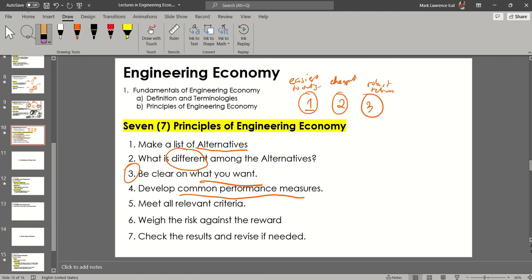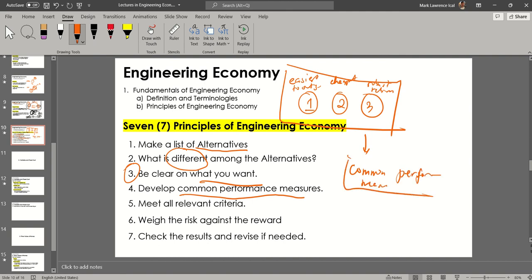So, develop common performance measures. So, let's say you have these 3 designs. Now, you're going to test your design. You're going to compare your 3 designs according to a common performance measure. So this is very important. And now you have to ask yourself, ano ba yung mga common performance measures? You see? Ano ba yan? Okay? Ano ba yung mga common performance measures?